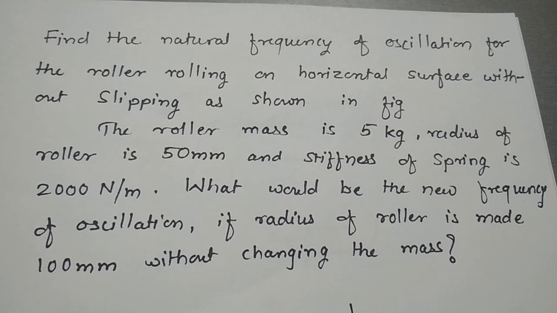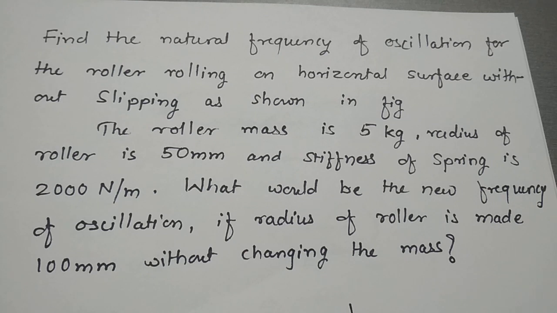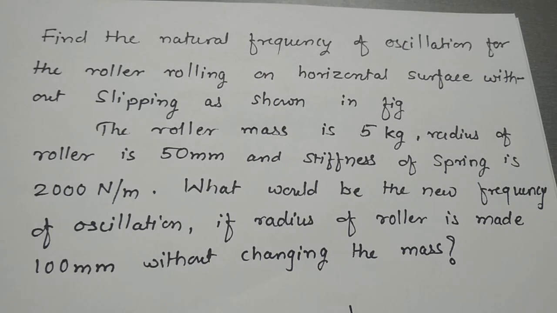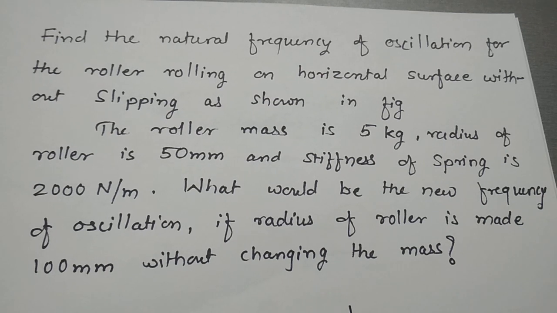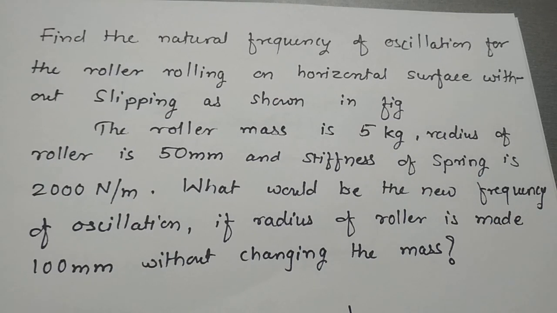What would be the new frequency of oscillation if the radius of roller is made 100 mm without changing the mass? Means the first portion indicates that we have to find the natural frequency of the vibration for the roller, and in the second one, if we are changing the corresponding radius of the roller, then we have to determine what will be the change in the natural frequency.